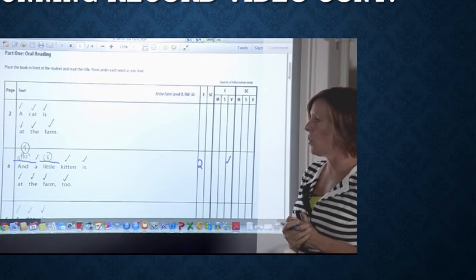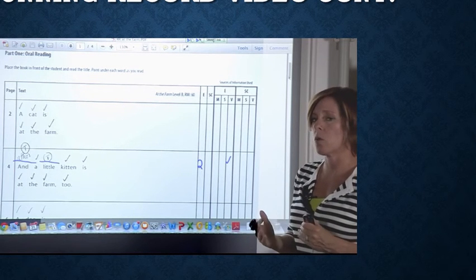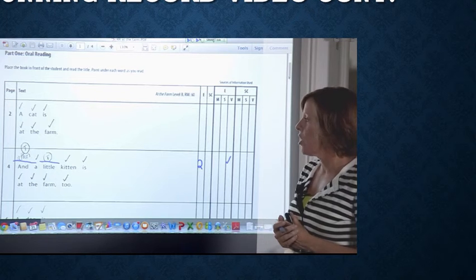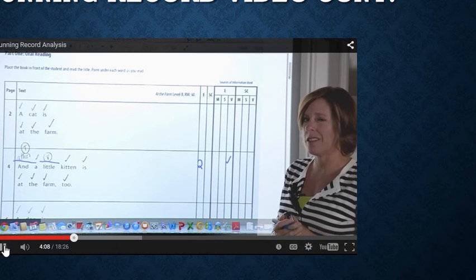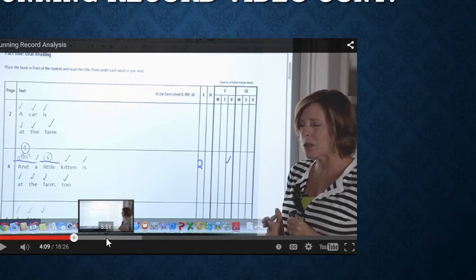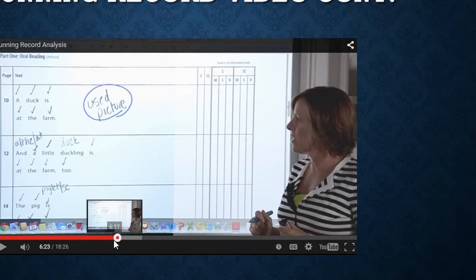And then when we got to "little," again, he started to look at the word and try and sound that out. So he was using visual information a little. Okay, let's move on a little bit more to some different errors.